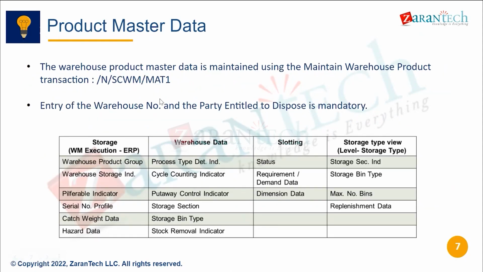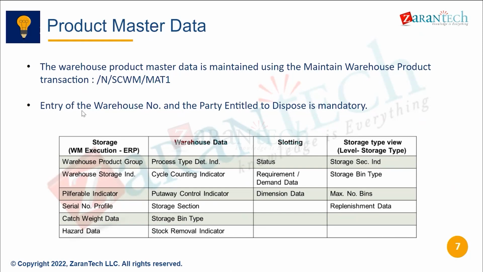As I said, to maintain the warehouse product, you extend the material product master to the particular warehouse. This is the transaction code we can use, by entering the product, whatever it is there in the SCM server, and extending it to that particular warehouse number.